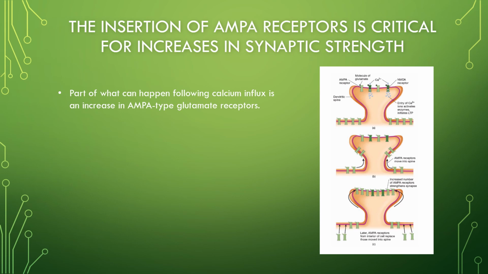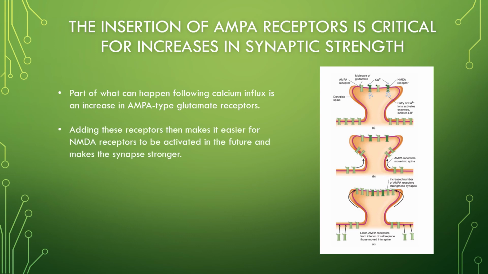So what we think happens to put all of this together is that when we have calcium influx, one of the things that this calcium influx causes is an increase in these AMPA receptors. And there's a mechanism for this that has been figured out that makes a lot of sense, which is that if you add more AMPA receptors, then it becomes easier in the future for these NMDA receptors to become unblocked, which means it becomes easier for calcium to enter into the neuron, and then it becomes easier for this dendritic spine to become bigger and stronger in the future.